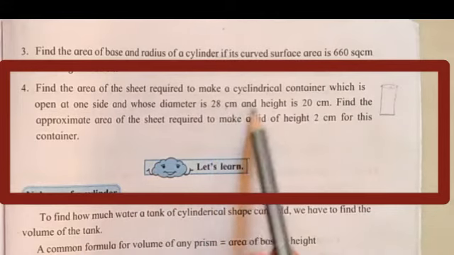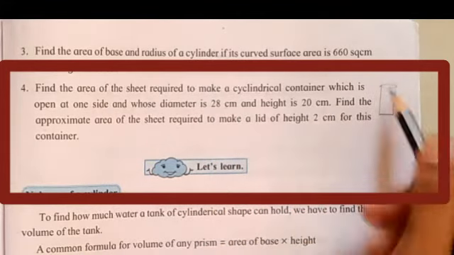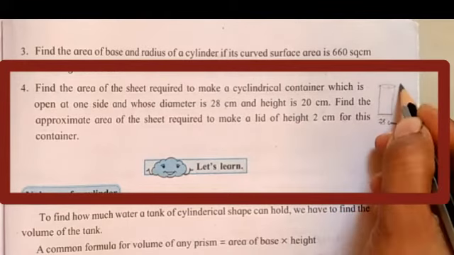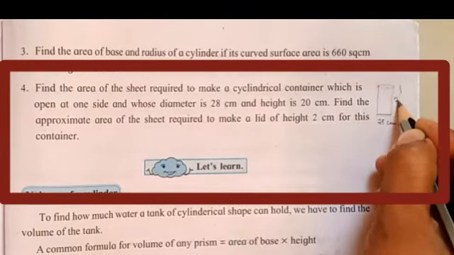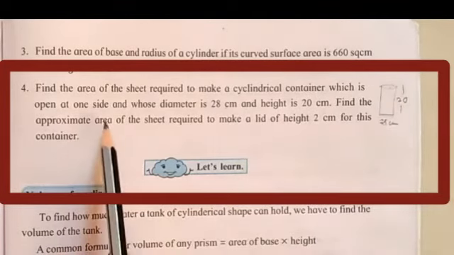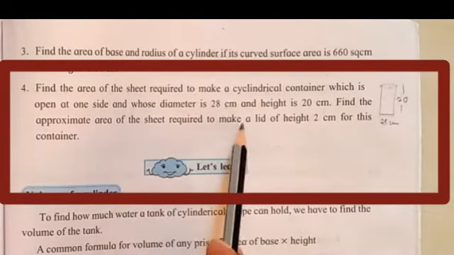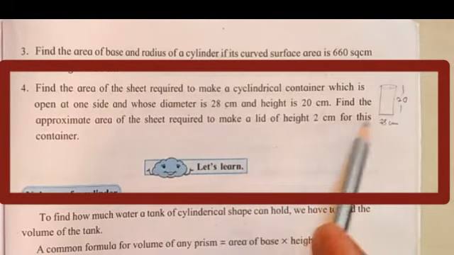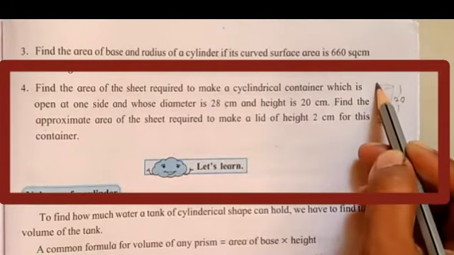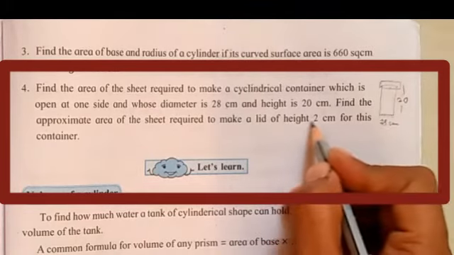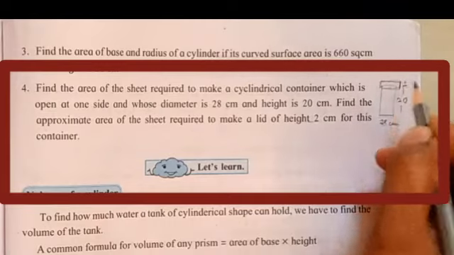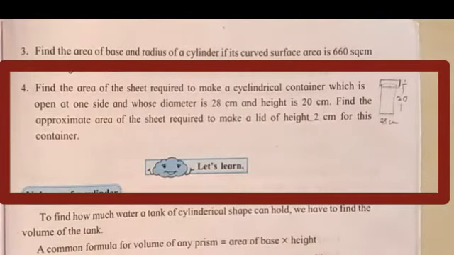Diameter is 28 centimeter and height is 20 centimeter. Find the approximate area of the sheet required to make a lid of height 2 centimeter for this container. It means we have to make a paper lid over this container whose height is 2 centimeter. So this one is a 2 centimeter lid we have to prepare with the sheet. That we have to find out from this example.